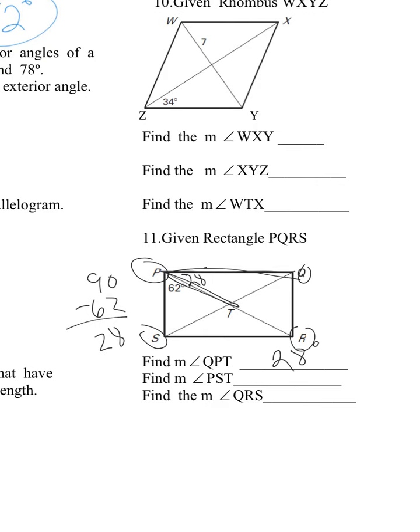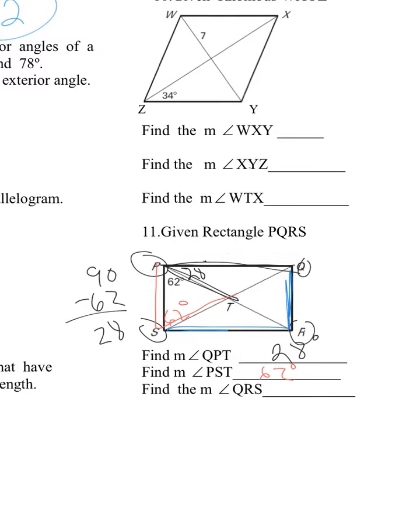Find PST. It would also be a 62, that's right. Each corner is going to break up then into 62 and 28, right? Because the diagonals are congruent. And then, of course, QRS is 90.